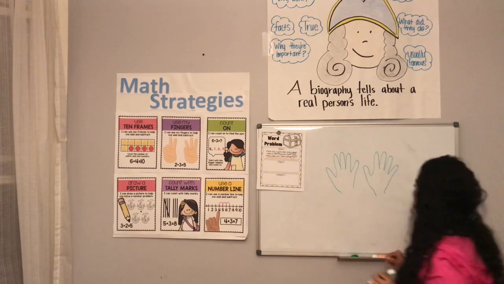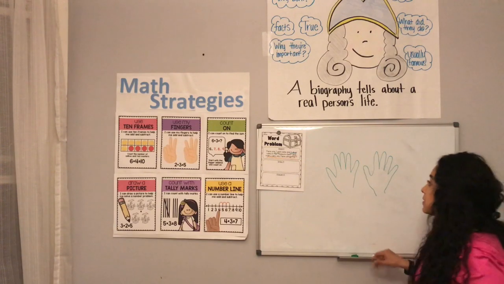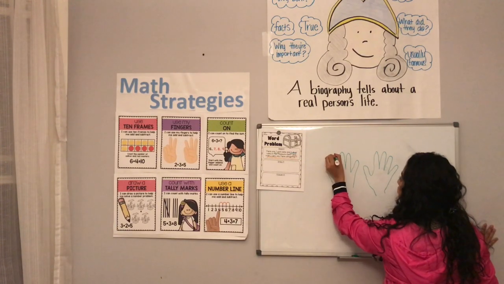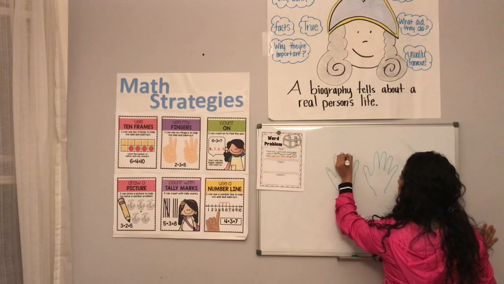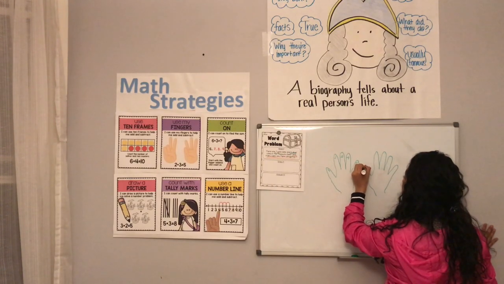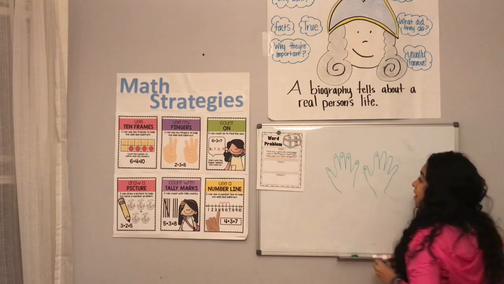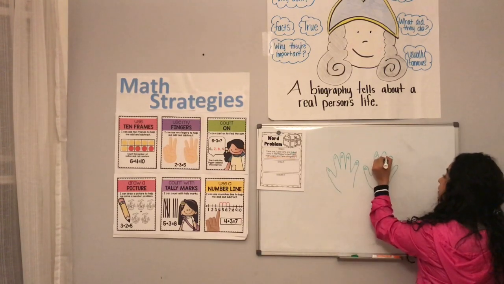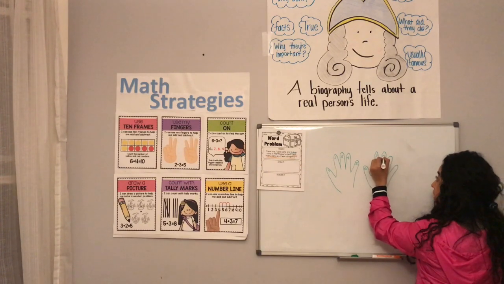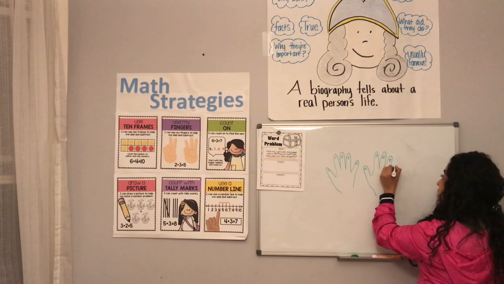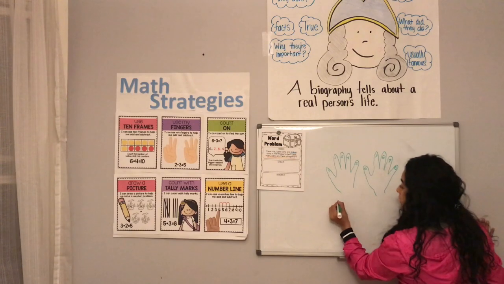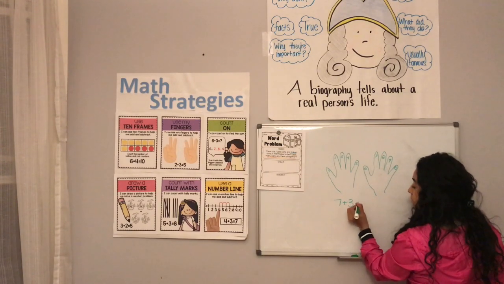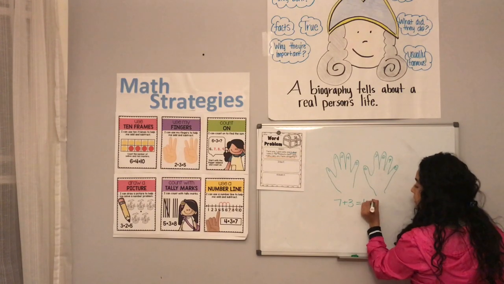So if you used your finger strategy, you can trace your hands, and you saw 7 gold coins. So 1, 2, 3, 4, 5, 6, 7. And then I had 3 silver coins. I see 3 fingers. 8, 9, 10. So I would say 7 plus 3 for my answer equals 10.